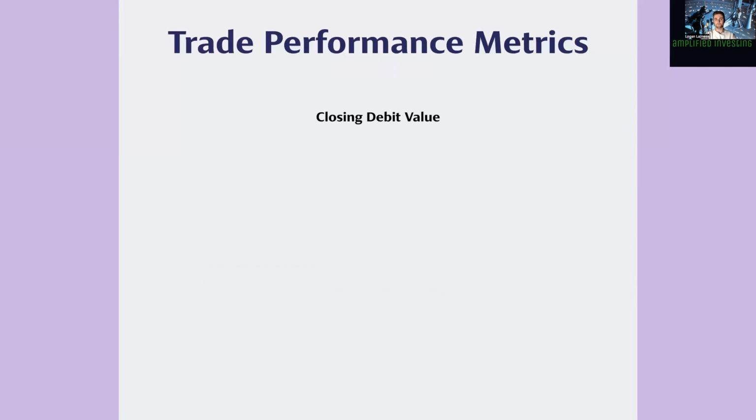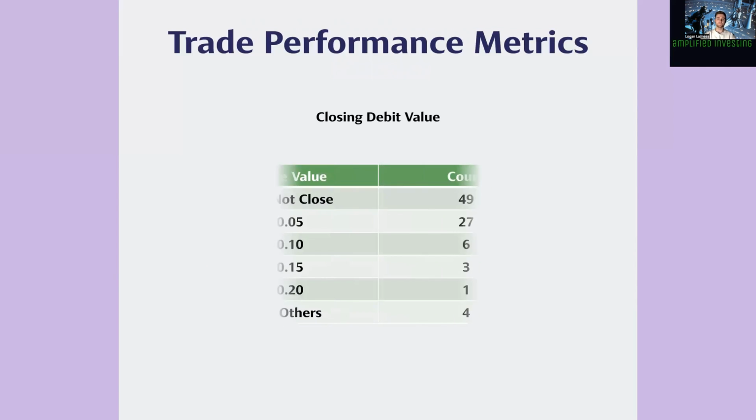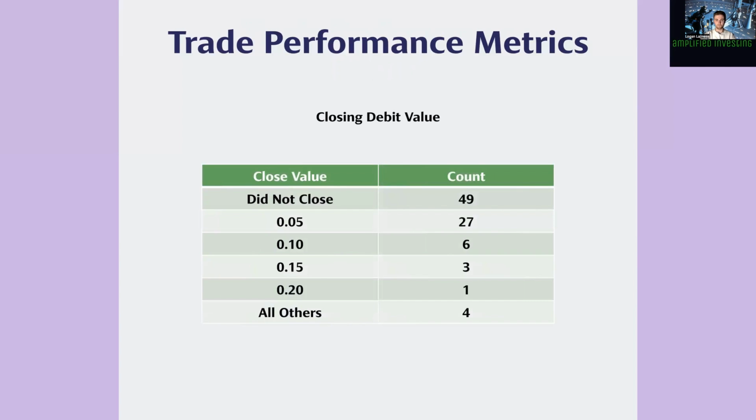Closing debit value. So this is what we paid to close our trades, right? In 49 of our trades, a little bit more than half, we didn't close, we let it expire worthless. Now, a function of this is that a lot of those particular trades were in the beginning few months, like May, June, July. As time went on, what we discovered was that it was a little bit better to close them.